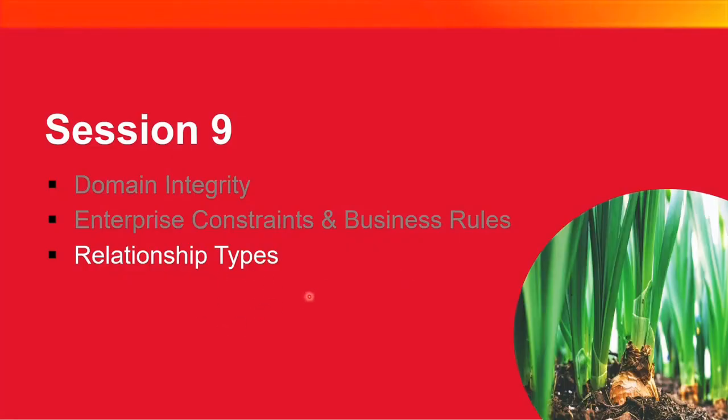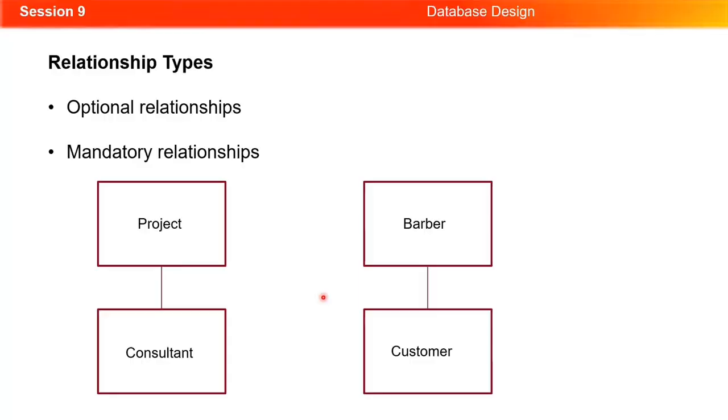In this video, we are going to discuss relationship types. There are many instances of relationships, but they fall into these types: optional relationships and mandatory relationships. With an optional relationship, the two entities may or may not interact with one another, so they don't require participation from one another.